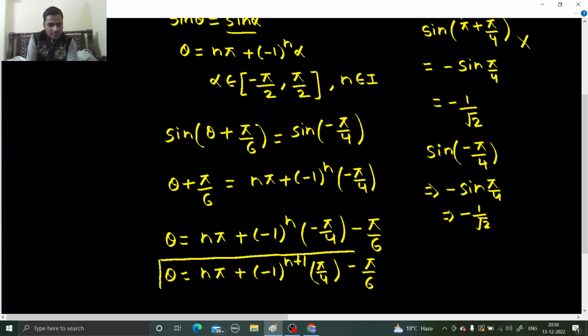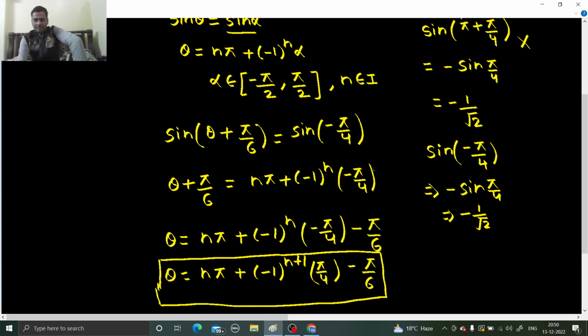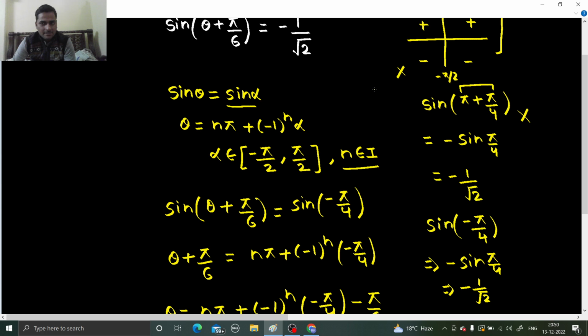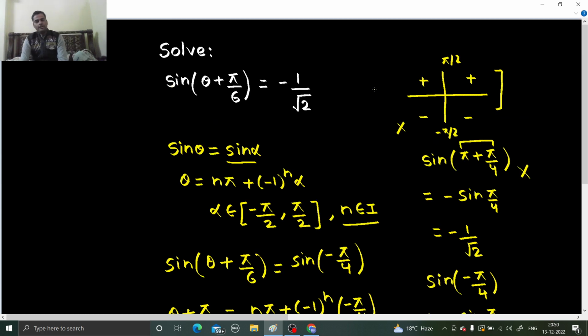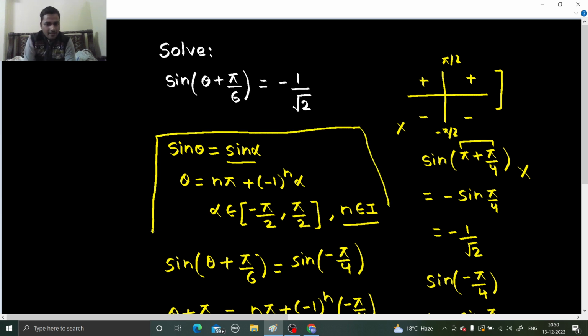You can get a particular solution depending on what value of n you choose, and whatever you choose, it should be an integer. You can choose 0, 1, 2, minus 1, minus 2 and so on, and you will get different values of theta. This was the first problem which I took from trigonometric equations. Basically we use this formula: whenever sine theta equals sine alpha, theta is n pi plus minus 1 power n alpha, and alpha should always be in this interval and n should be an integer. You can note this in your notebook for future purposes.